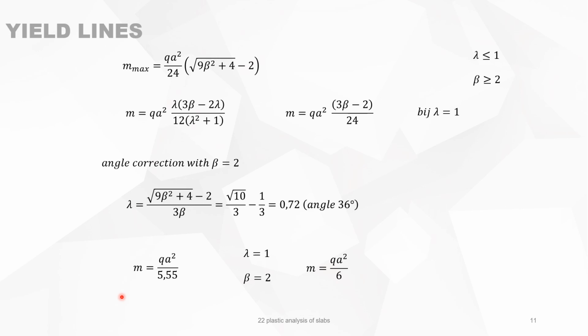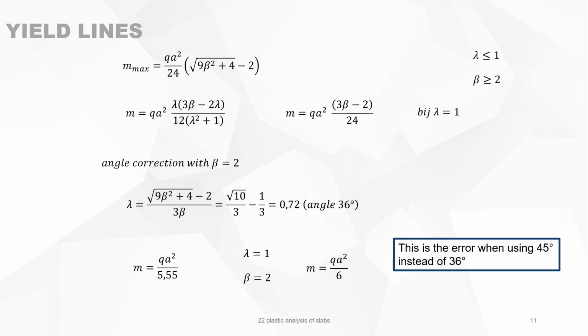And when you calculate now for lambda 1 and beta is 2, just one example, you can calculate the bending moment. When you do not make the correction and you use the 45, 30, 60 degree rule, then the maximum bending moment is qL squared over 6. And when you use the correction for beta equals 2, then you will see it's qL squared over 5.55. So there is a small error when you use 45 degrees instead of 36.